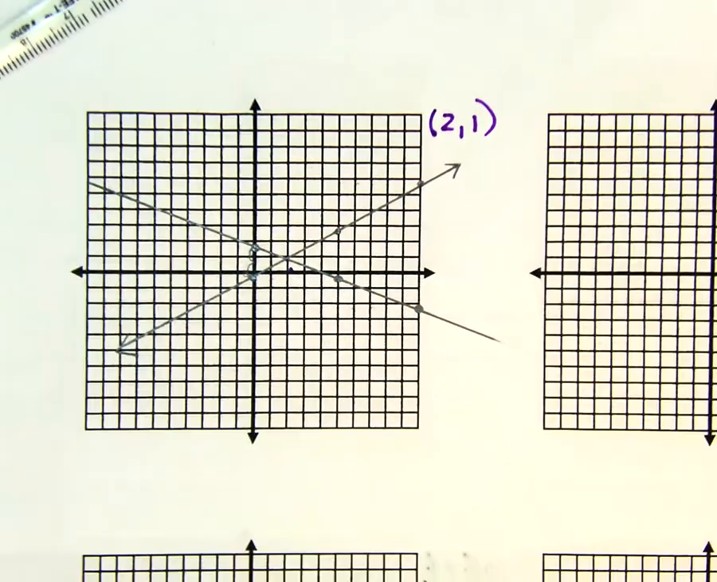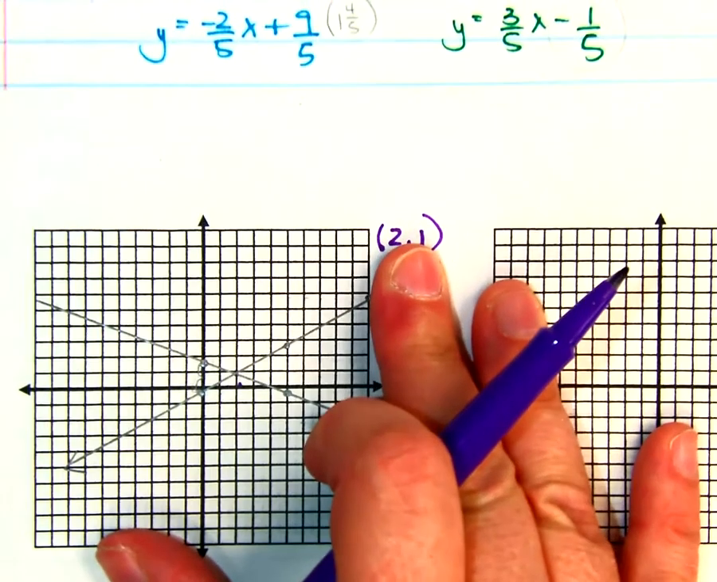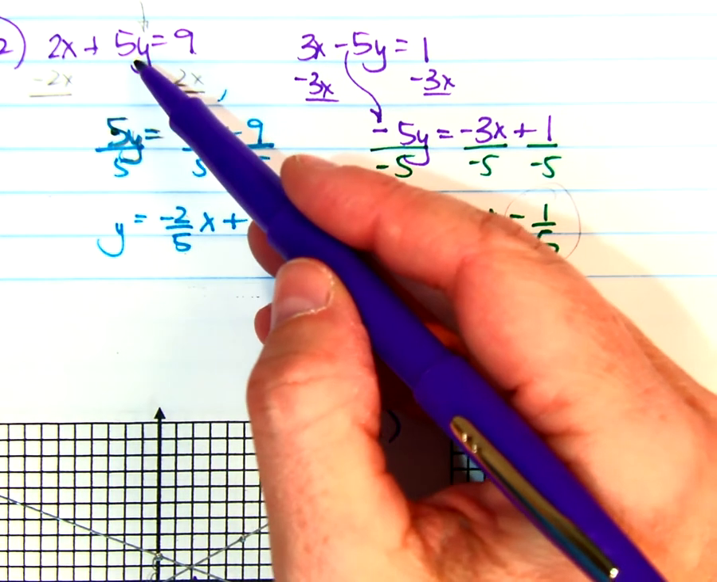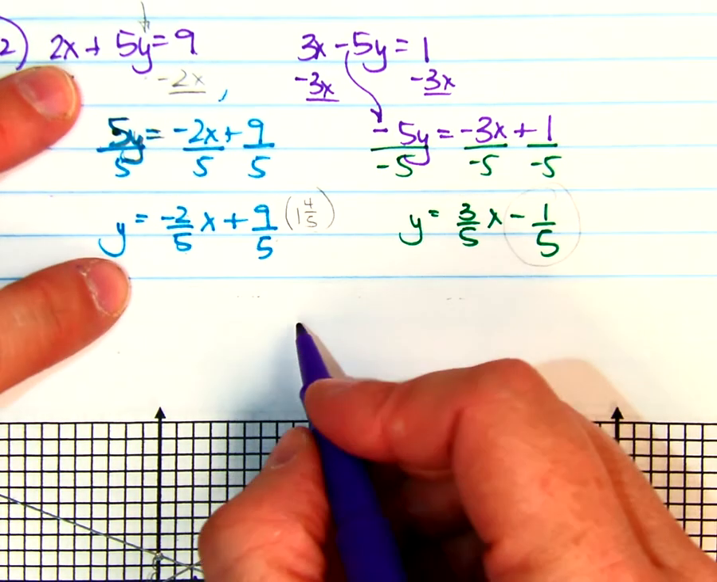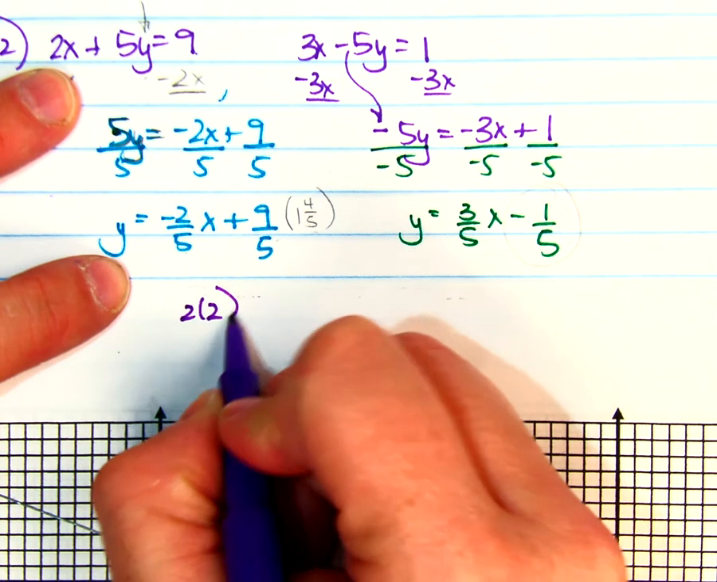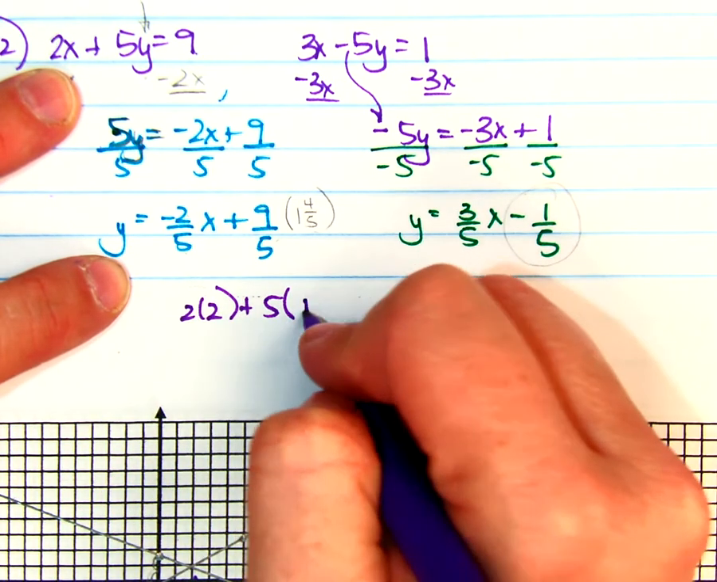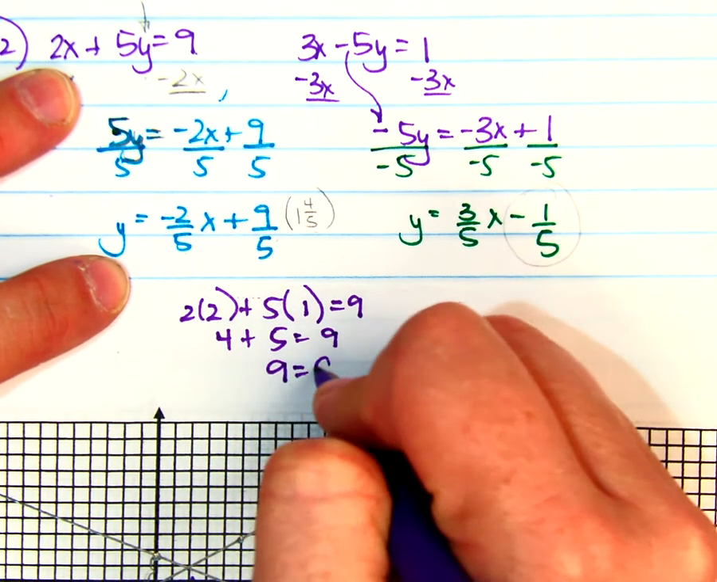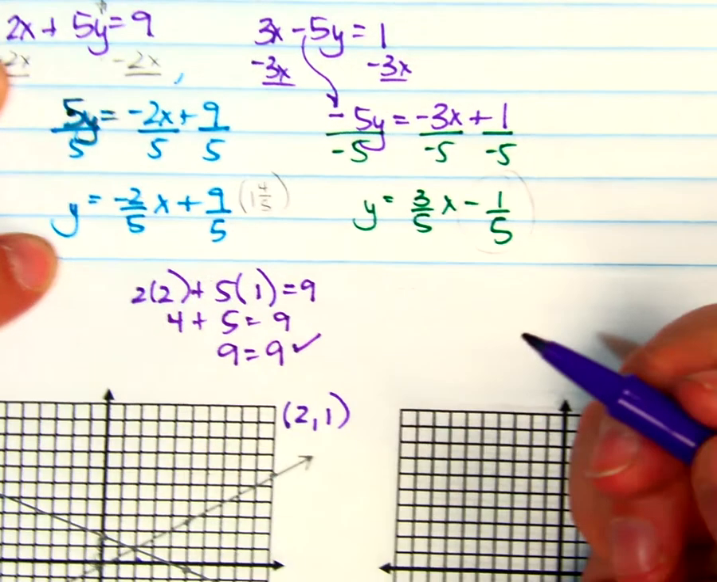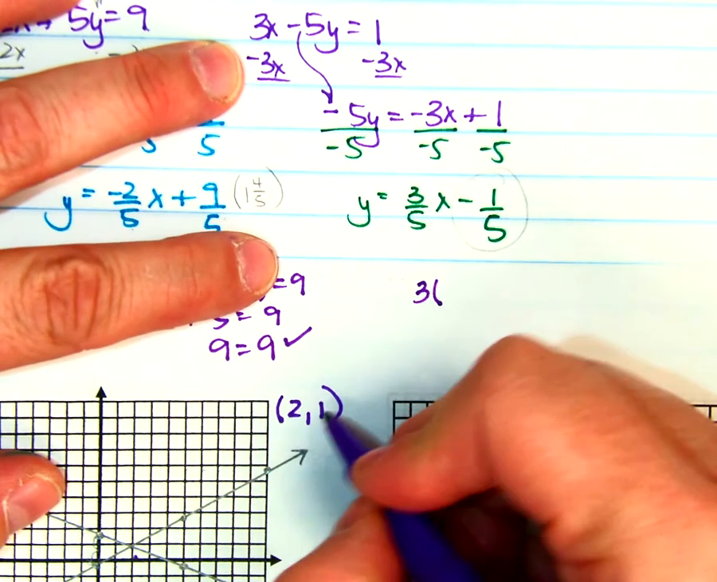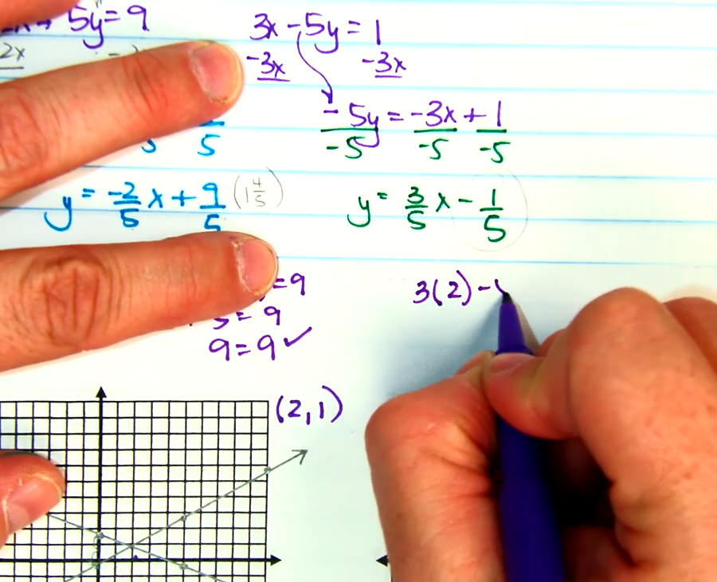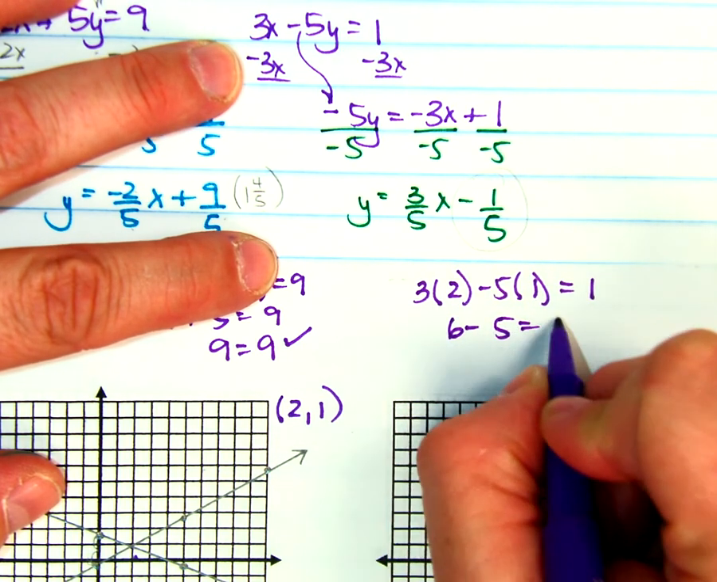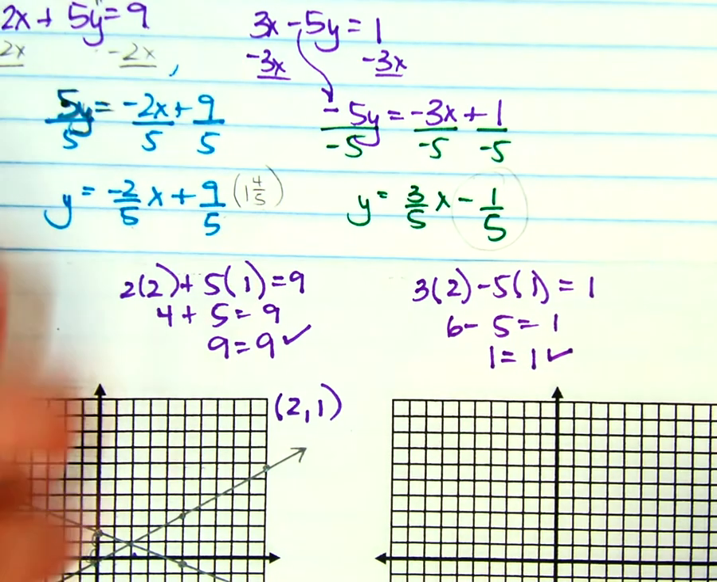So I'm going to go back and plug it in to my original equations up here. I'm going to go back to the originals, put a 2 in for x. So 2 times 2 plus 5 times my y equals 9. 4 plus 5 equals 9. So 9 equals 9. So that worked. Let's try my other one. 3 times my x of 2 minus 5 times my y of 1 should equal 1. 6 minus 5 equals 1, and 1 equals 1. So it does work in both.